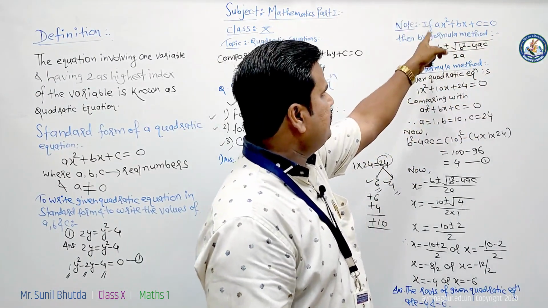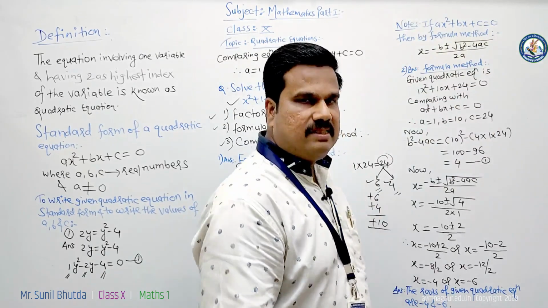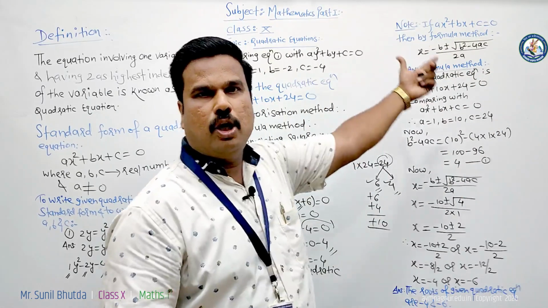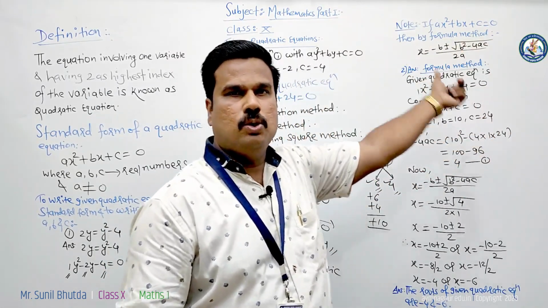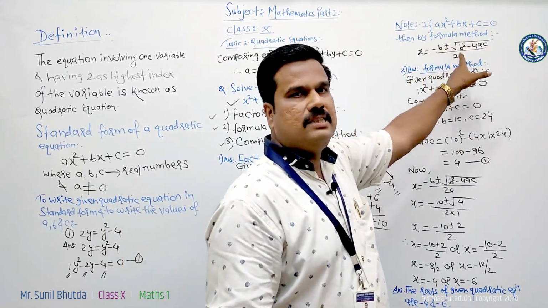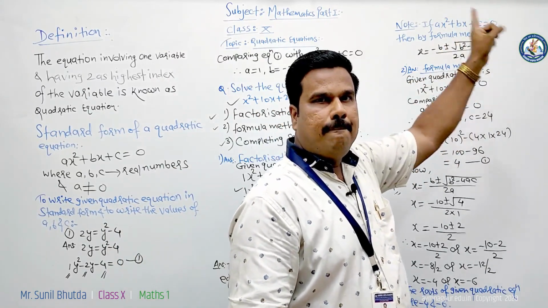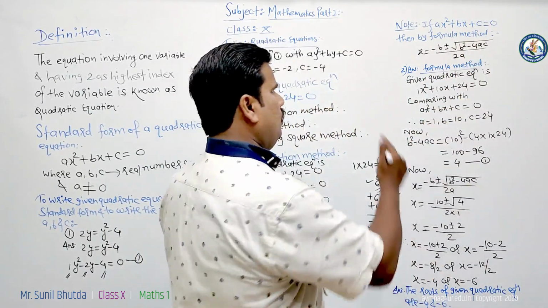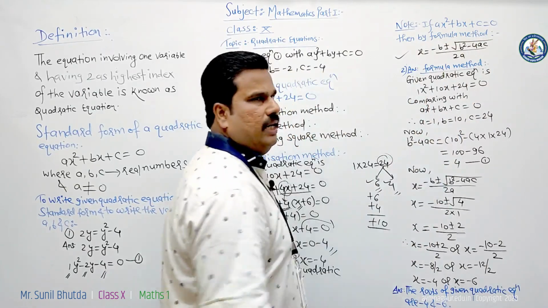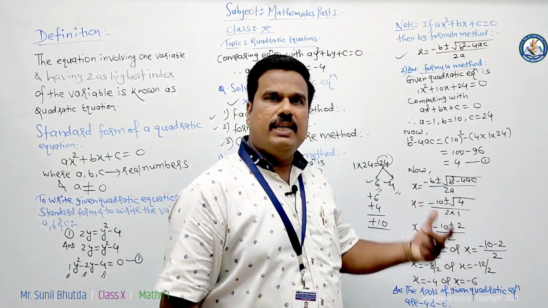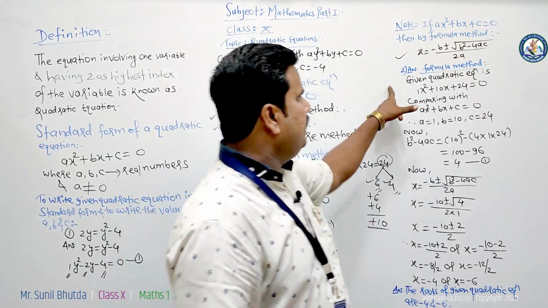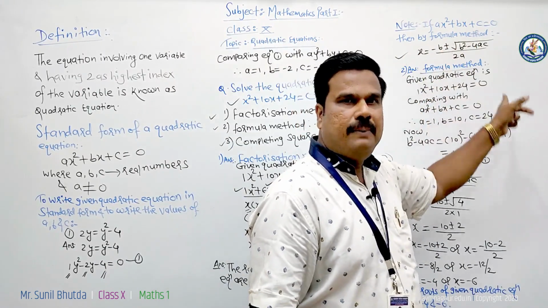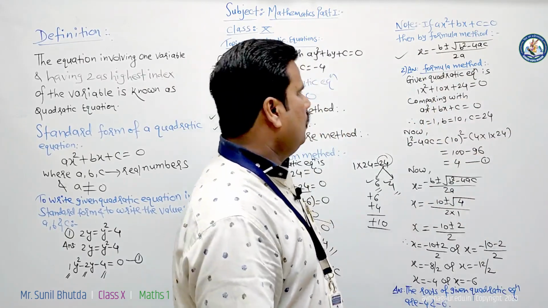If ax square plus bx plus c equal to 0, then by formula method, the value of x will be equal to minus b plus minus under root b square minus 4ac upon 2a. With the help of this formula, we can find out values of x. Now our given quadratic equation is 1x square plus 10x plus 24 equal to 0.